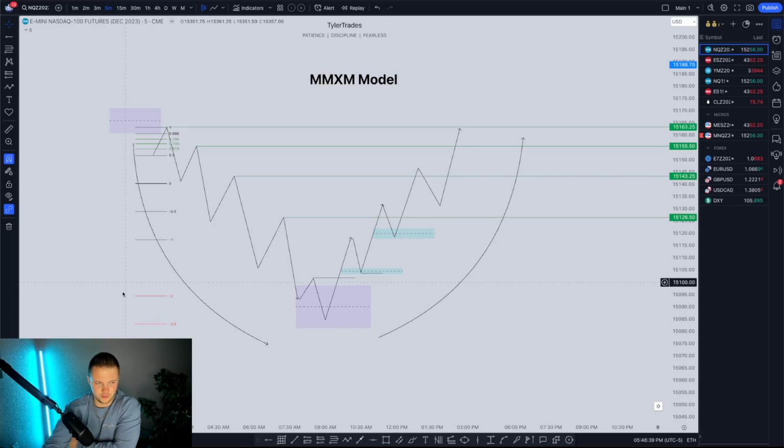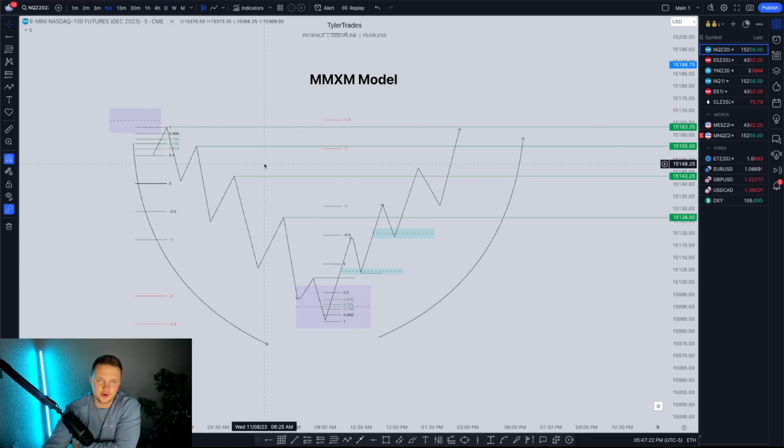Oftentimes that 2 to 2.5 standard deviation should line up with wherever that smart money reversal is going to come into effect. And the same will be true usually when drawing up the manipulation from the other side. That 2 to 2.5 standard deviation will almost always line up with the beginning of that first original consolidation, that original accumulation, and the manipulation move that started this entire model off.